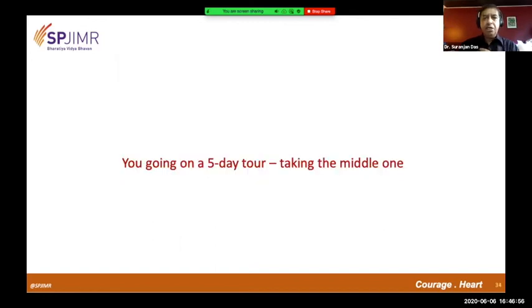It is up there. You're going on a 5-day tour. You're taking the middle one, you know. Now what happens? Can you think how many steps will be taken by the time you take this out and come back from your tour and all the three suitcases are back up there? It takes 10 or 11 steps. And I'll very quickly, in a few seconds, run through the steps.